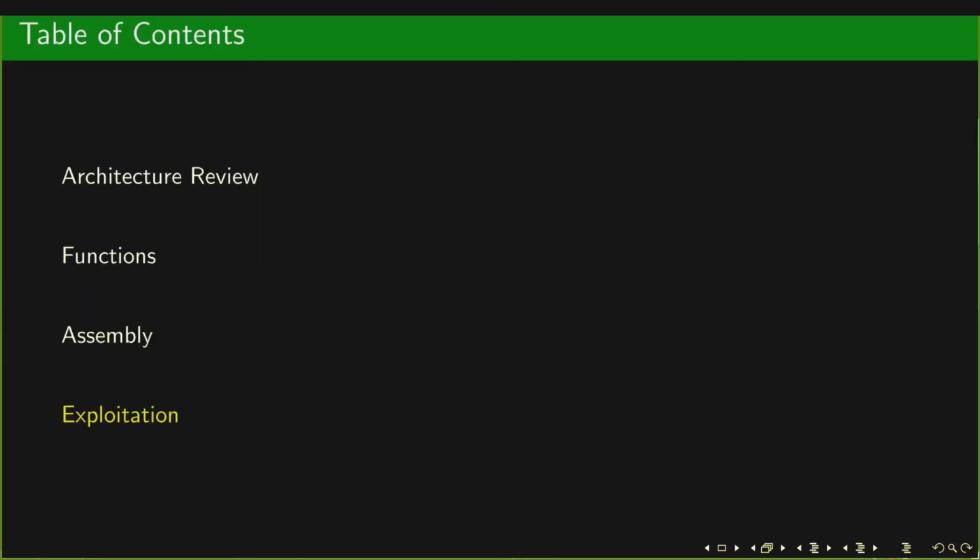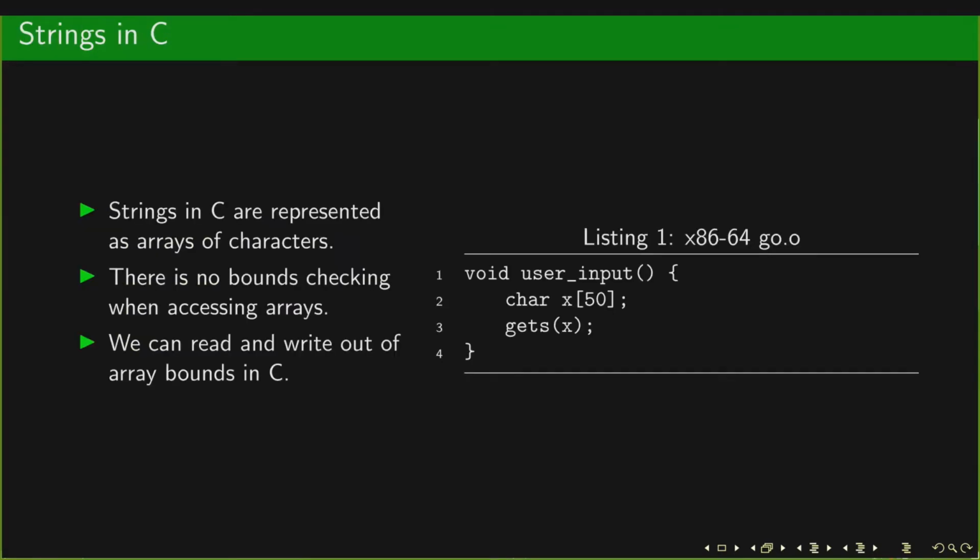Okay, so now that we have all of these things in mind, we are able to talk about how we actually use these things to exploit a program. And the whole reason that things like this work is because C is really stupid and C does not care about bounds checking when accessing arrays or literally anything. You can do whatever you want in C, and that makes it really easy to write bugs into your code.